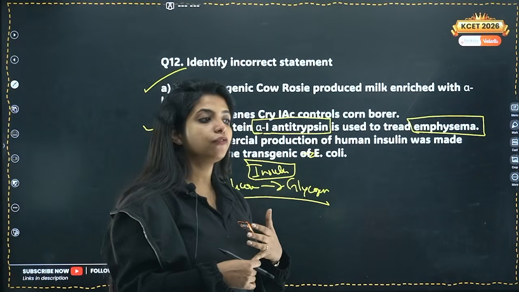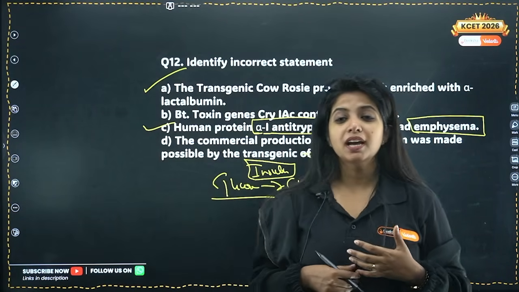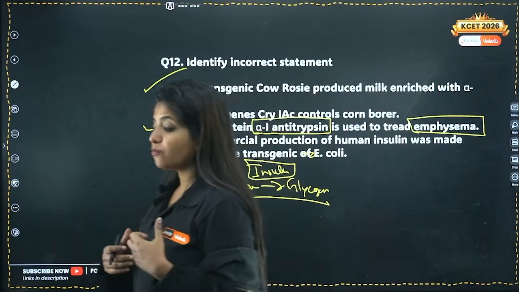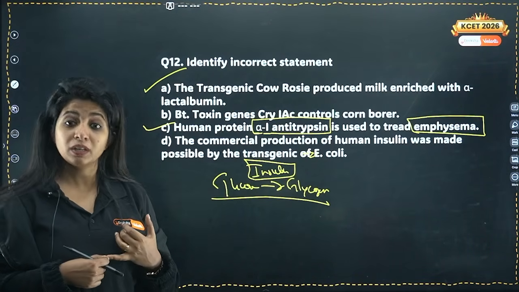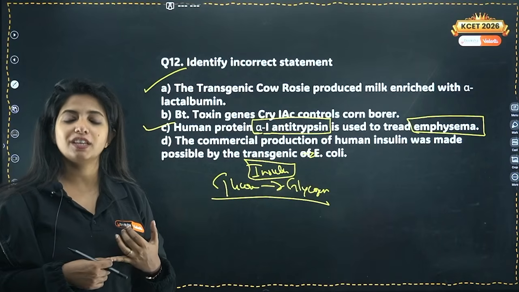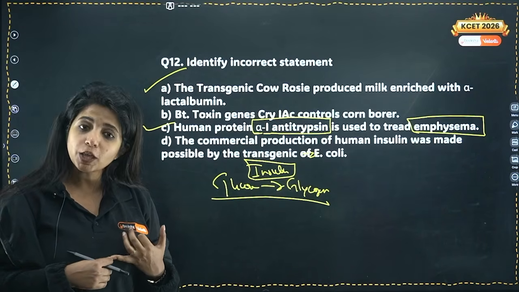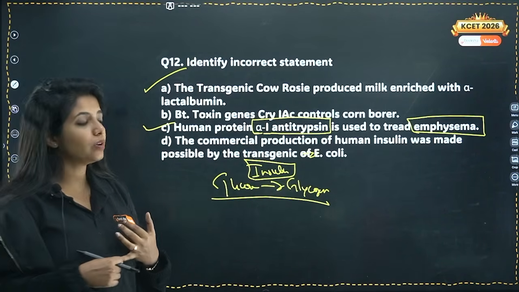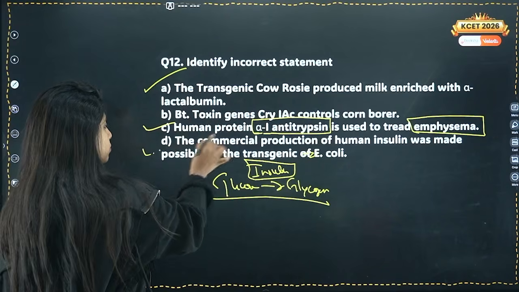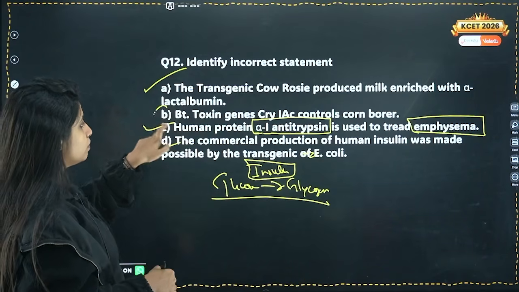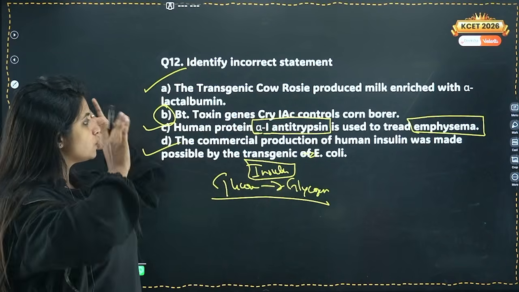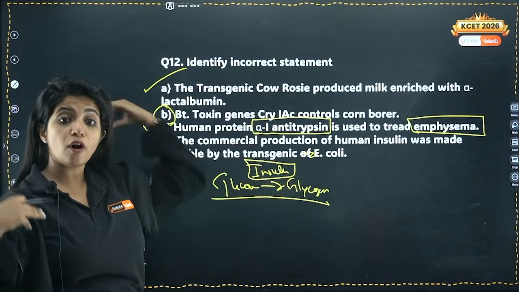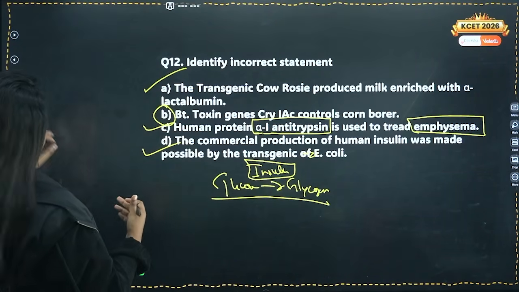Initially, insulin of pig, cow and everything was given, but people tended to have what? Allergies, which is why it was thought that we can produce human insulin with the help of E. coli, and that was done by a company known as Eli Lilly. So this statement is also correct. Now what are we left with? We are left with statement B, which obviously has to be incorrect. So Bt toxin gene cry 1AC controls corn borers. Is this a correct statement?